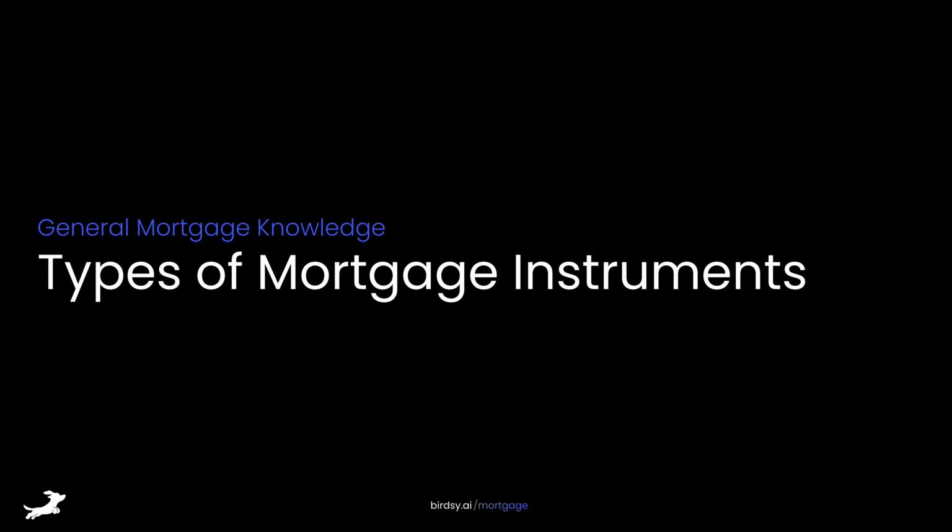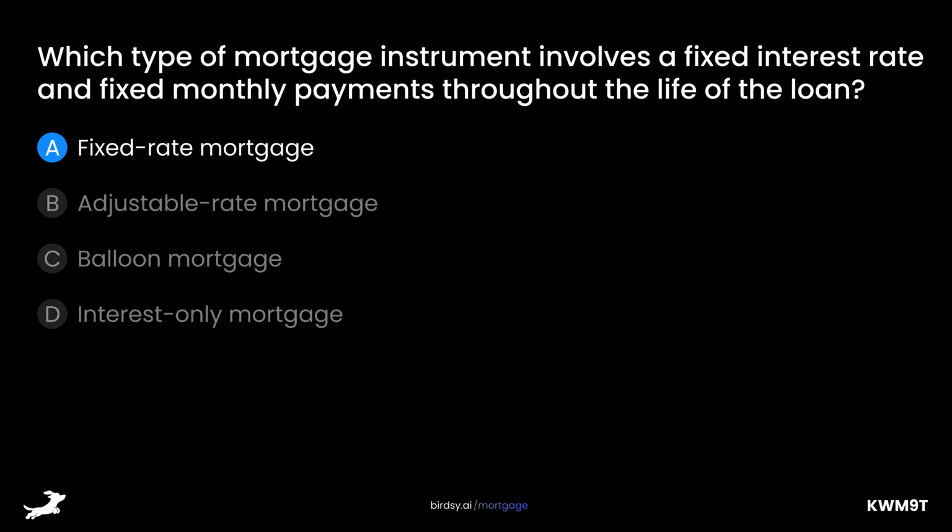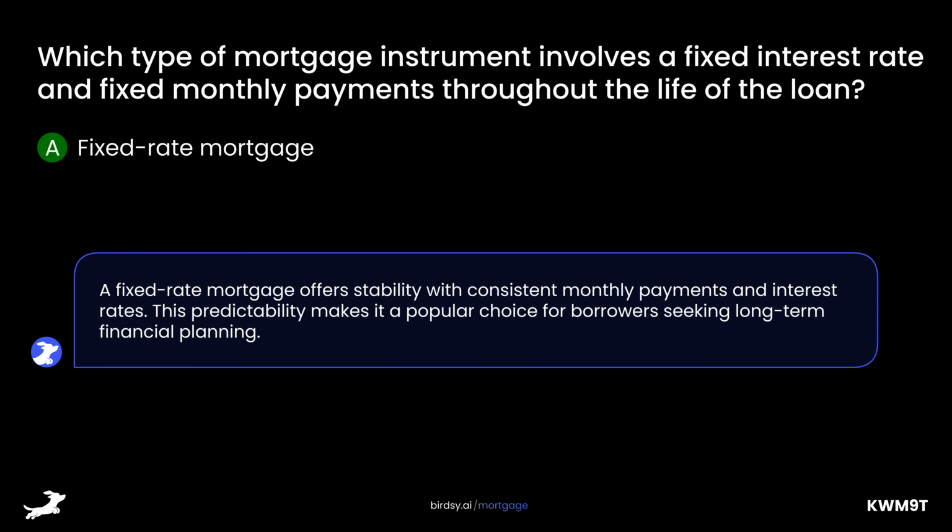Types of mortgage instruments. Which type of mortgage instrument involves a fixed interest rate and fixed monthly payments throughout the life of the loan? Is it A, fixed-rate mortgage, B, adjustable-rate mortgage, C, balloon mortgage, or D, interest-only mortgage? The answer is A, fixed-rate mortgage. A fixed-rate mortgage offers stability with consistent monthly payments and interest rates. This predictability makes it a popular choice for borrowers seeking long-term financial planning.